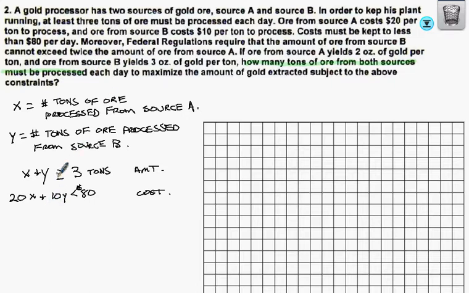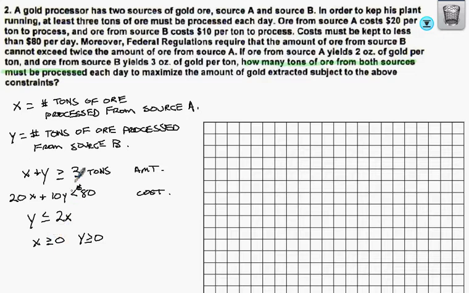Federal regulations require that the amount of ore from source B, that would be Y, cannot exceed, which means less than or equal to, twice the amount from source A, 2 times X. So those are inequalities, and of course X and Y both have to be greater than or equal to 0.